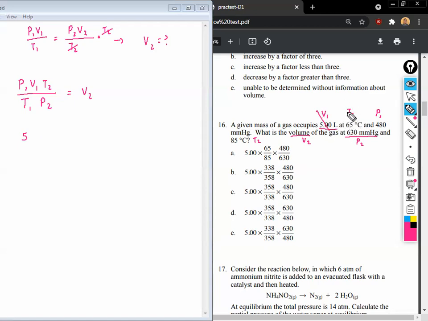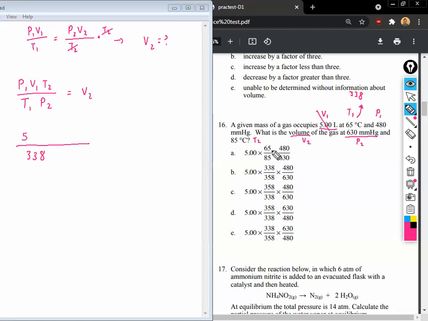Okay, let's go to T1. T1 is 65 degrees Celsius. And so we need to convert that into Kelvin. So if we convert that into Kelvin, we should get 338 Kelvin. Now, does T1 go on the top of the fraction or the bottom of the fraction? According to our rearranged formula. Bottom. Yeah, bottom. T1 is on the bottom. That means that in our answer somewhere, we need to put 338 on the bottom. So let's just go through this and see if we have a 338 on the top or the bottom, okay?